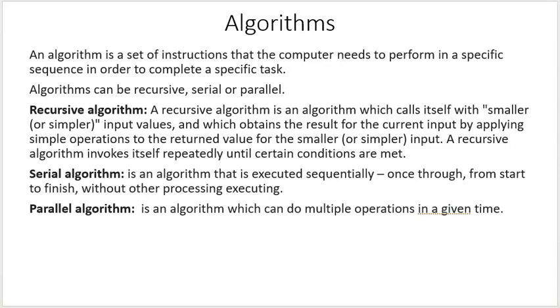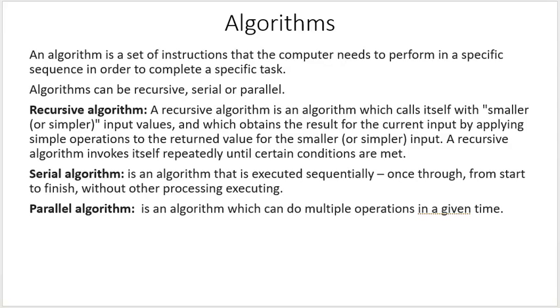And once it's eliminated all the 10s, it'll have a total. And then it will add up all the leftover numbers to get to the total. So that's a simple example. It's not exactly how a recursive algorithm works, but basically that's the idea. It takes the task and breaks it down into smaller bites that are very simple to do, like adding up all the 10s, and then leaves the hard part for the end. And so it runs many, many times. When it says it invokes itself repeatedly, it will run itself over and over and over until it completes the task. A serial algorithm is an algorithm that is executed sequentially, once through from start to finish, without other processing executing.